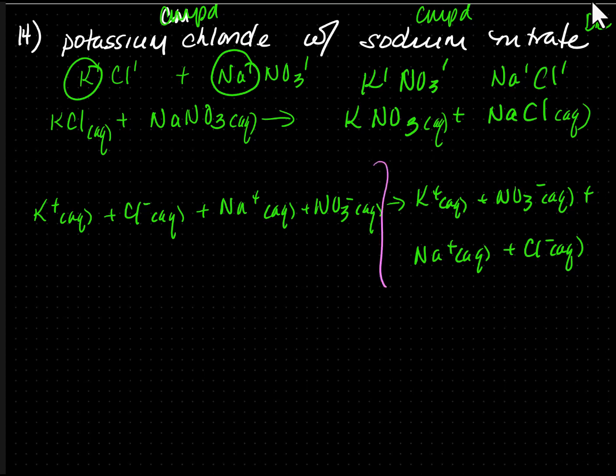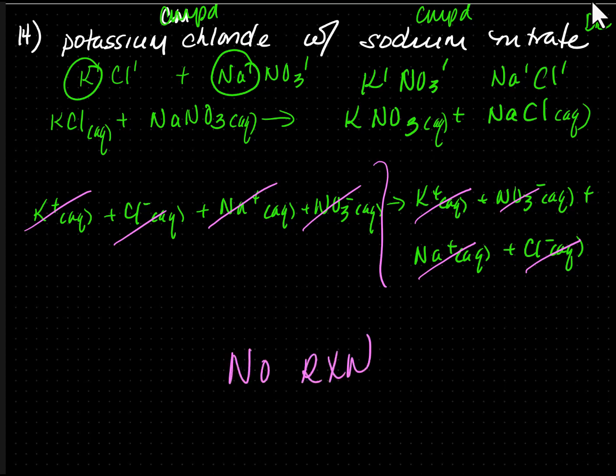Now we're going to simplify, cancel out anything that is the same on both sides. The K plus cancels out, the Cl minuses cancel out, Na cancels out, NO3 cancels out. So if you notice, everything cancels out. Since there is nothing left over in the reaction, this is no reaction. When I mix potassium chloride and sodium nitrate, no reaction occurs.